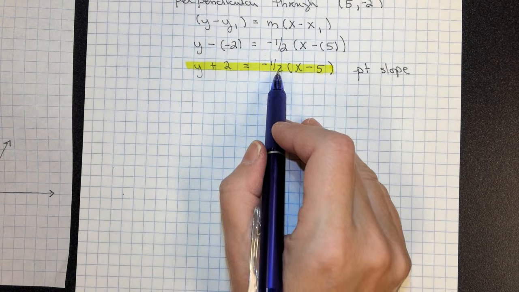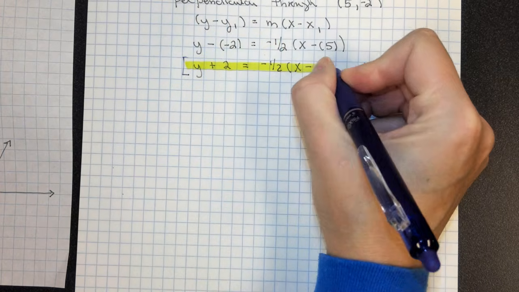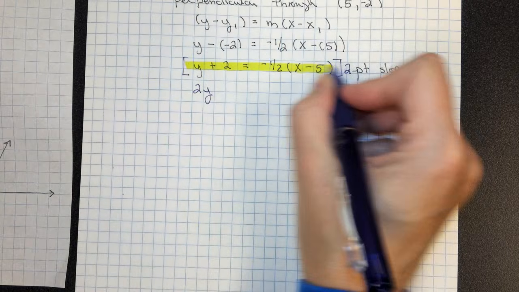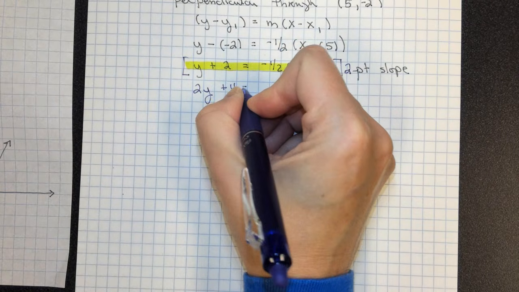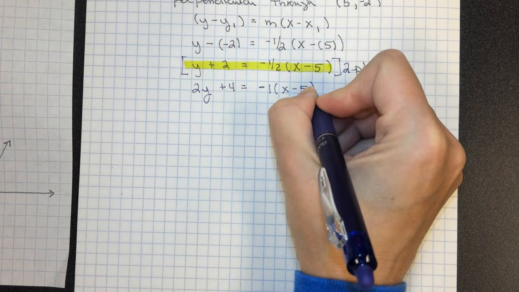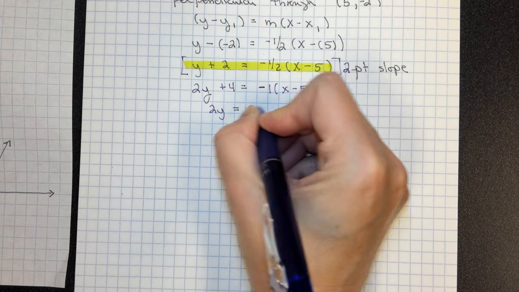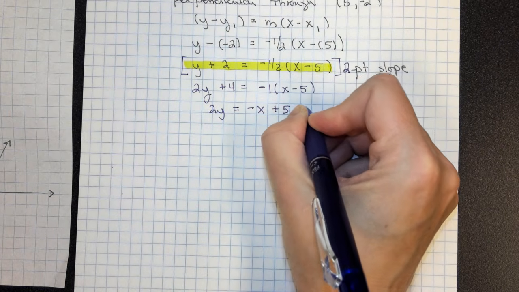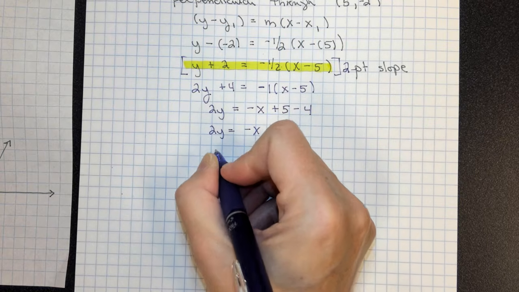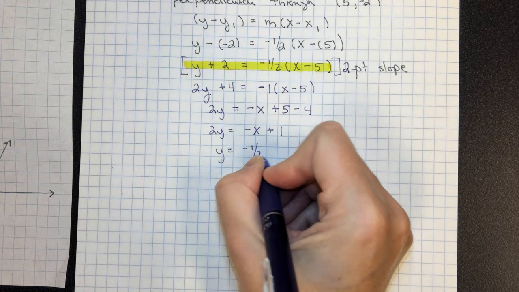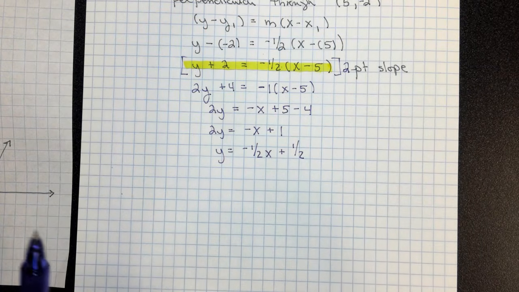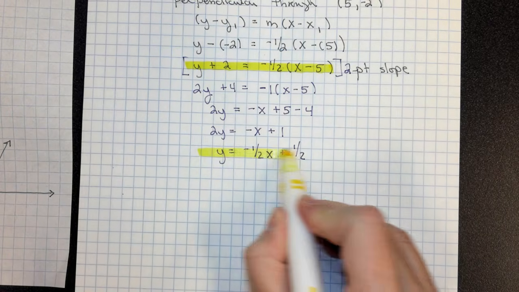Now, I don't want to run this through, so I'm going to multiply the whole thing by 2. 2 times y is 2y. 2 times 2 is 4. The 2's will cross out to give me a negative 1, x minus 5. 2y equals negative x plus 5 minus 4. 2y is negative x plus 1. And divide by 2, y equals negative 1/2 x plus 1/2. This would now be my slope-intercept equation.